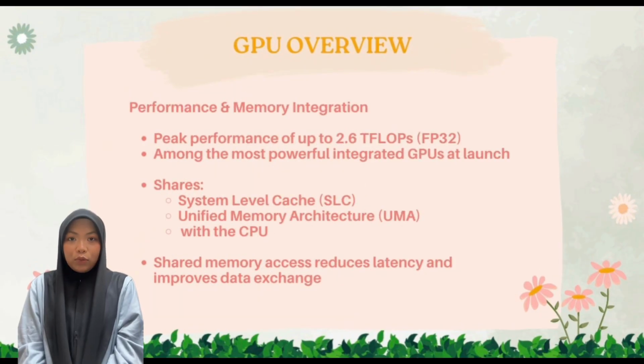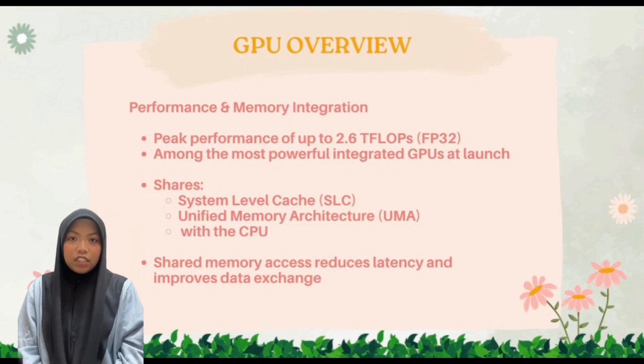The Apple M1 GPU is capable of achieving peak single precision performance of up to 2.6 teraflops, placing it among the most powerful integrated graphics solutions available in personal computers at the time of its introduction. The GPU shares both the system-level cache (SLC) and the Unified Memory Architecture (UMA) with the CPU. This shared access reduces memory access delays and enhances data exchange between processing units.